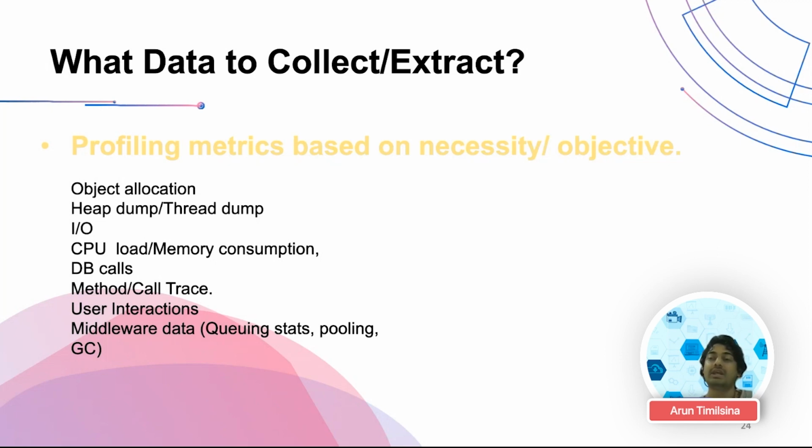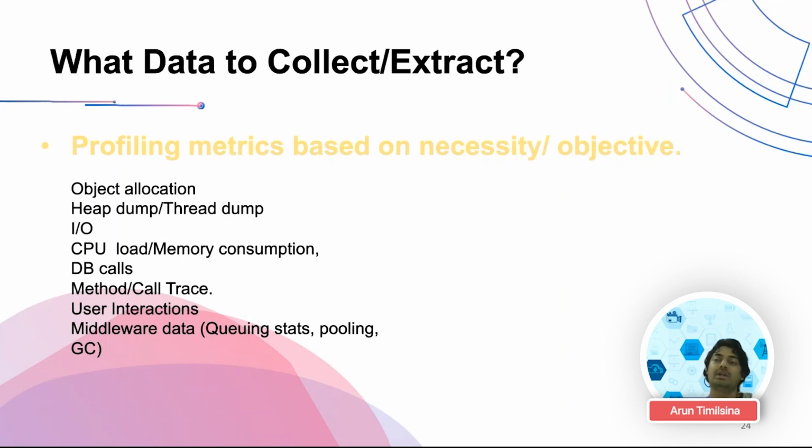So the next thing is to choose a metric based on our objective. If our objective is to optimize the memory consumption, then we have to collect data based on memory metrics, right? If that is based on IO activities, then we have to collect data related to IO. If that is related to CPU load, then we have to choose what kind of metrics we are going to collect. And if that is user interaction, then we have to be more specific and collect the data related to user interaction.